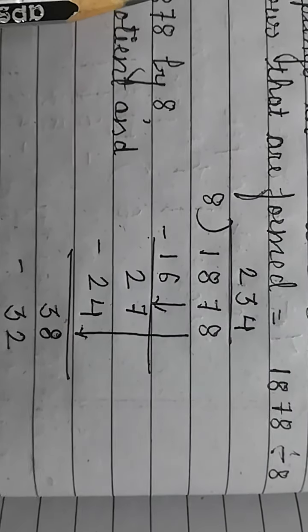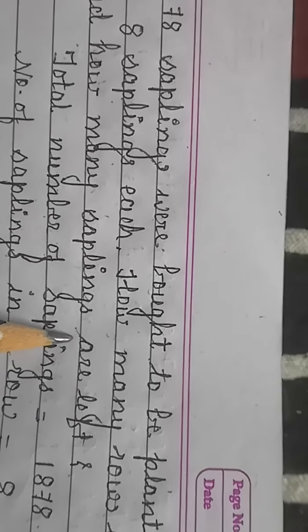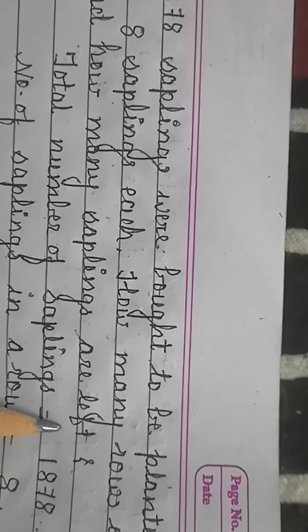Understood? Now the next sum, sum number 9. Now I'll read the sum first, then we will solve it. 1878 saplings were bought to be planted in rows of 8 saplings each. How many rows are formed and how many saplings are left?